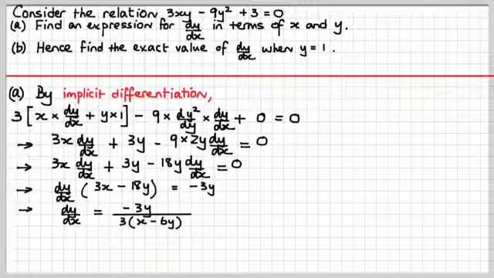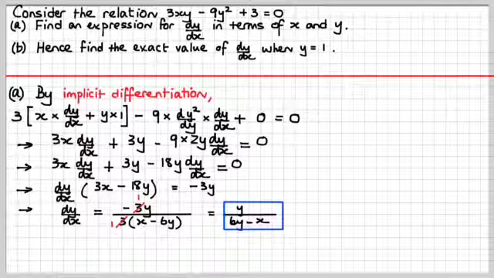We can cancel the 3's and we can rearrange it a little bit so there's no minus up the top there, and we get that. Very nice. y over 6y minus x. Alright, that's part A done and dusted.